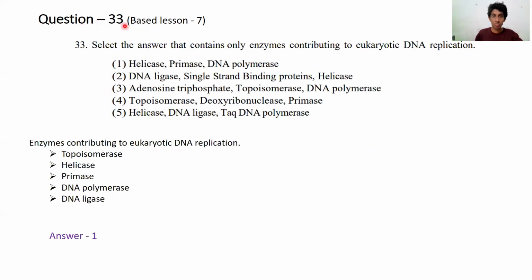Question number 33. It is based on the 7th lesson. Select the answer that contains only enzymes contributing to eukaryotic DNA replication. So the enzymes contributing to eukaryotic DNA replication are topoisomerase, helicase, primase, DNA polymerase, and DNA ligase. So accordingly, when we consider the first answer, helicase, primase, DNA polymerase, all those 3 are enzymes used in eukaryotic DNA replication. Therefore, the first answer is correct.